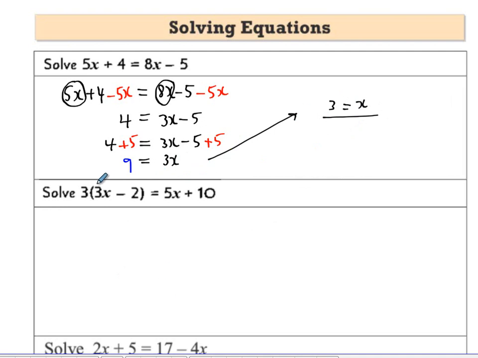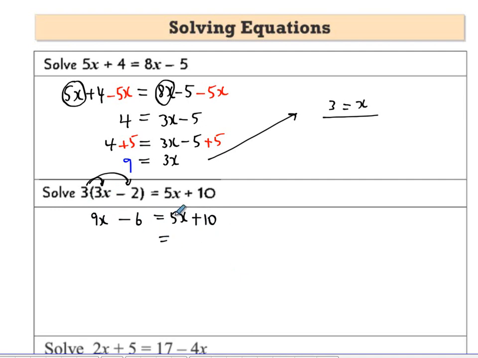Next one, you have a bracket with a number at the front. So what you do is just multiply into the bracket. We call this expanding. 3 times 3x is 9x. 3 times minus 2 is minus 6, equals to 5x plus 10.